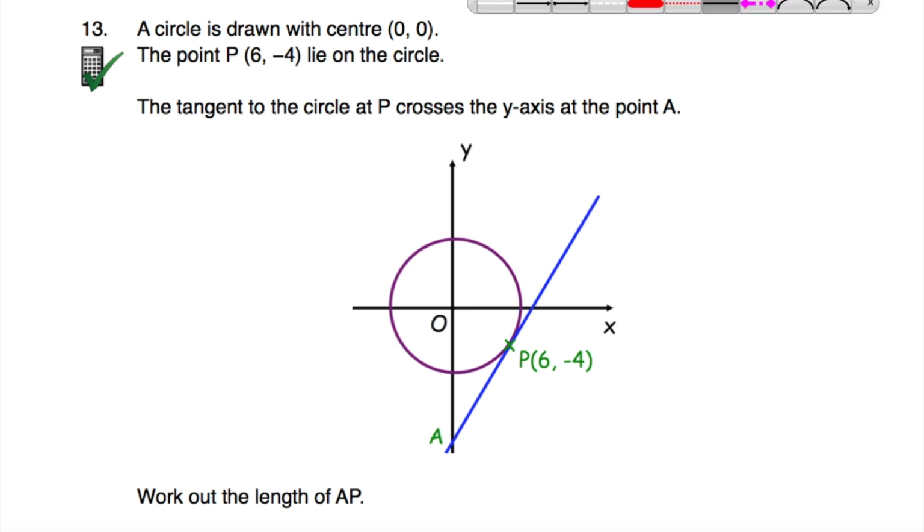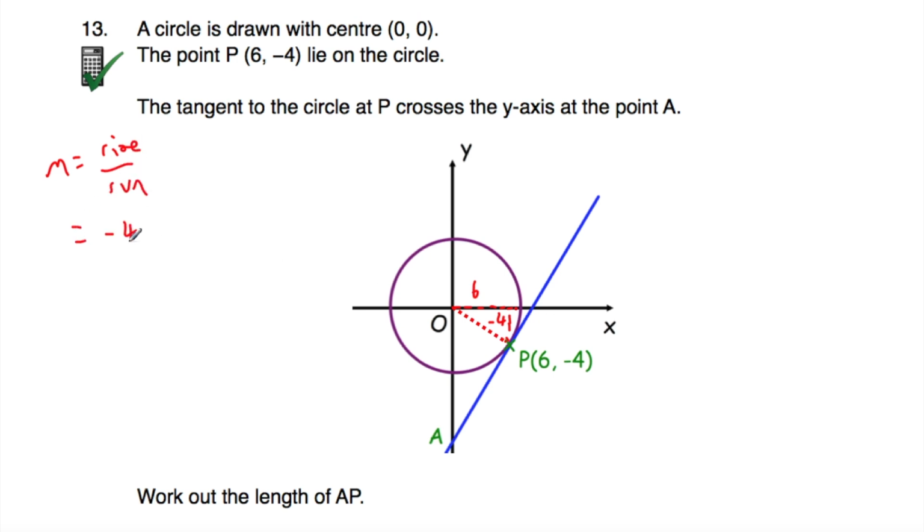To find the equation of the tangent, let's find the gradient of the radius. To get from O to P, we would go 6 across and 4 down. So that means the run is 6 and the rise is -4. So m is equal to the rise divided by the run. The rise is -4 and the run is 6, so we're going to do -4 divided by 6, and that would be -2/3. So the gradient of this radius is -2/3. If we want to find the gradient of the tangent, we're going to do the negative reciprocal of that. It's already negative, so we're going to change the sign to being positive, and the reciprocal of 2/3 would be 3/2. So that means the gradient of this tangent is 3/2.